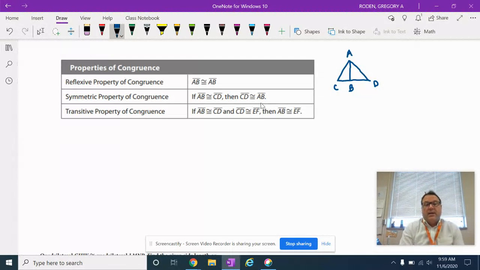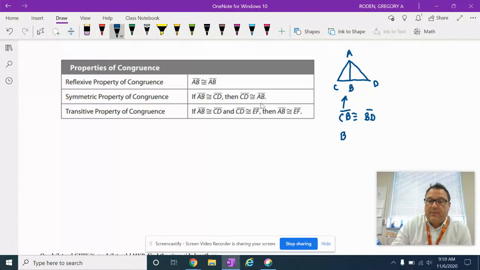Symmetric property: AB is CD, CD is AB, right? If we're looking at this picture and I know that CB is congruent to BD, because we're talking about congruence, then I can just flip it and say BD is congruent to CB, right? Pretty simple stuff, a lot like the algebra properties.